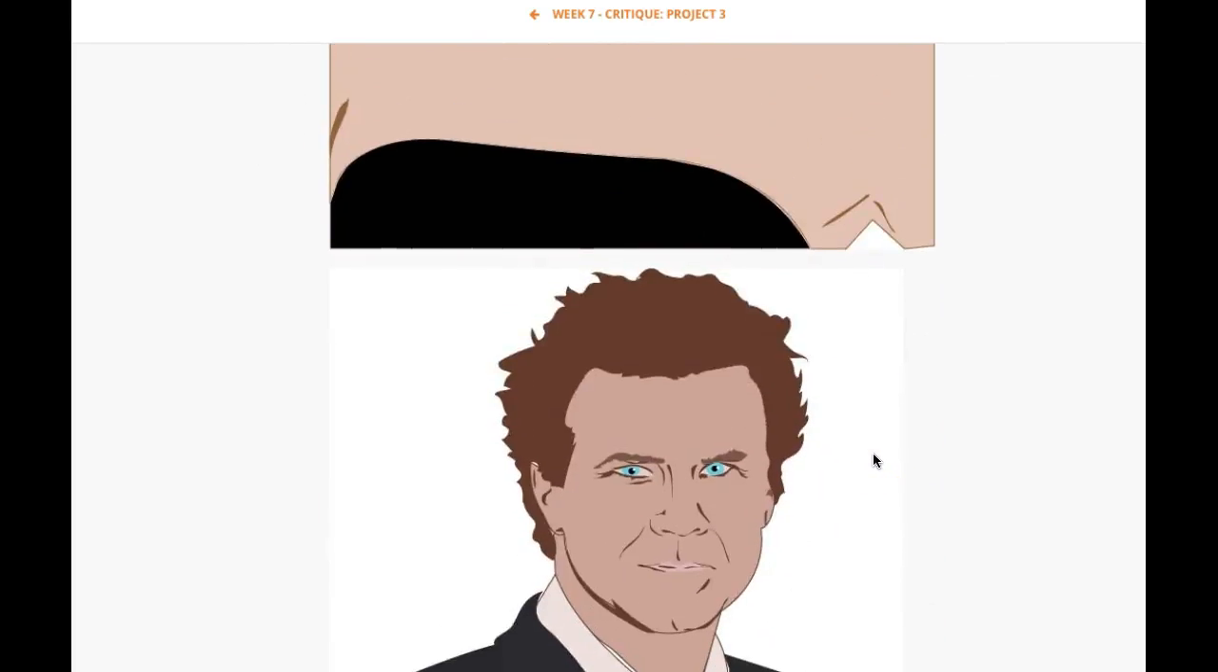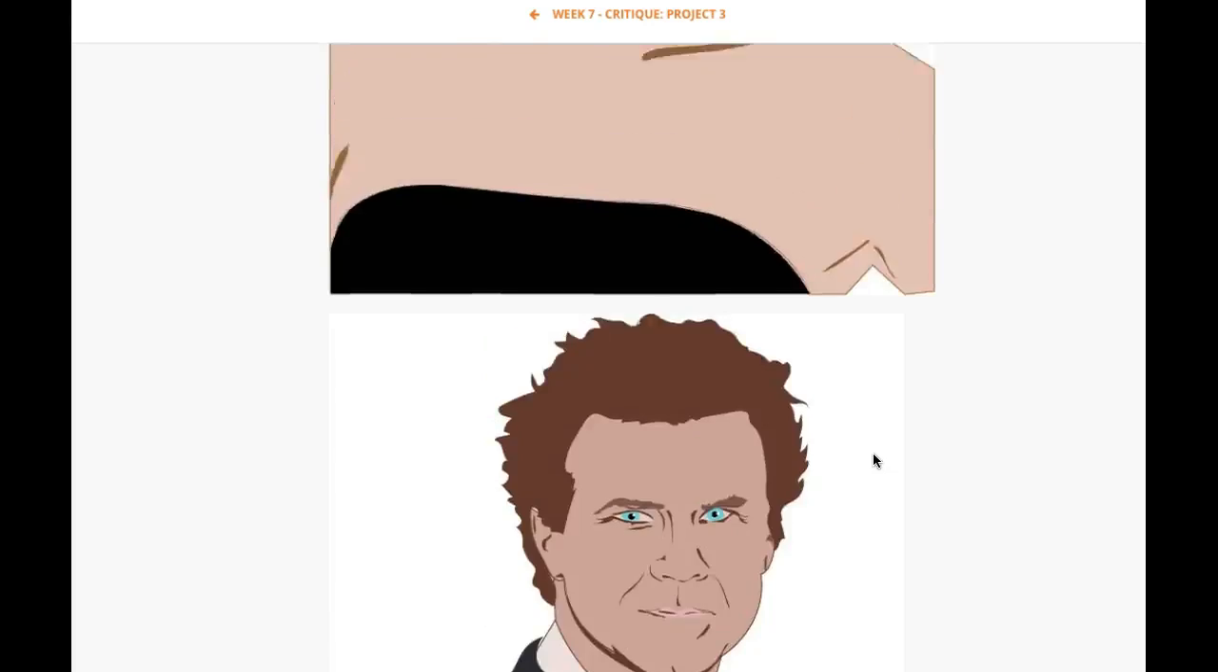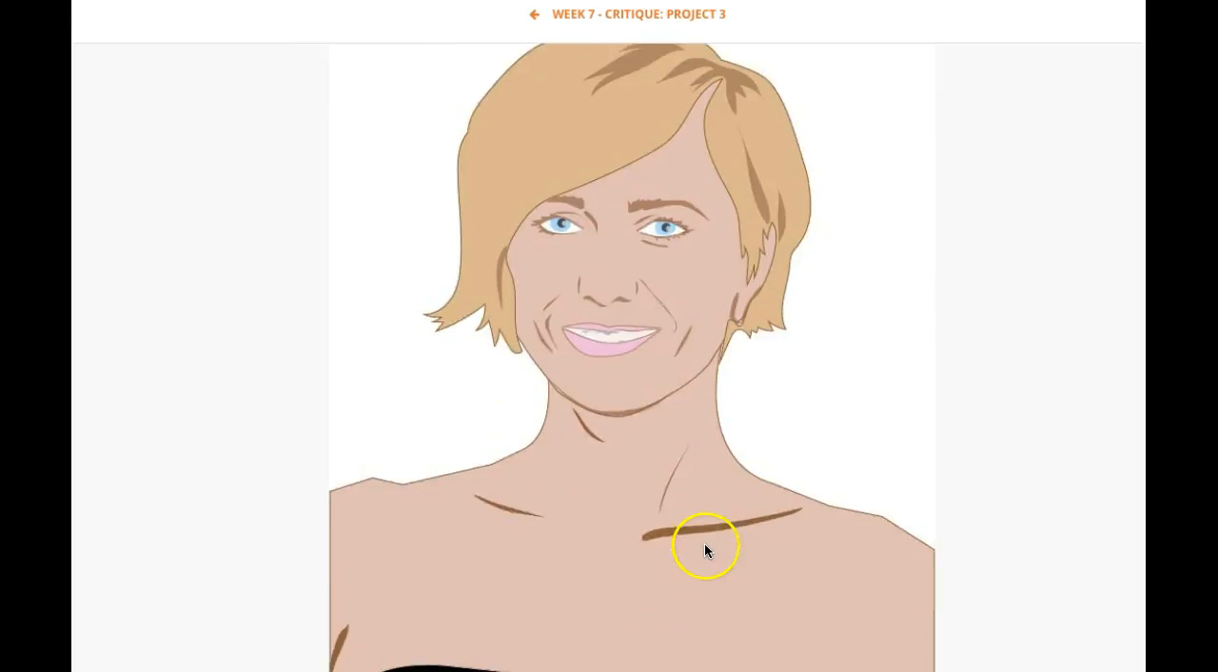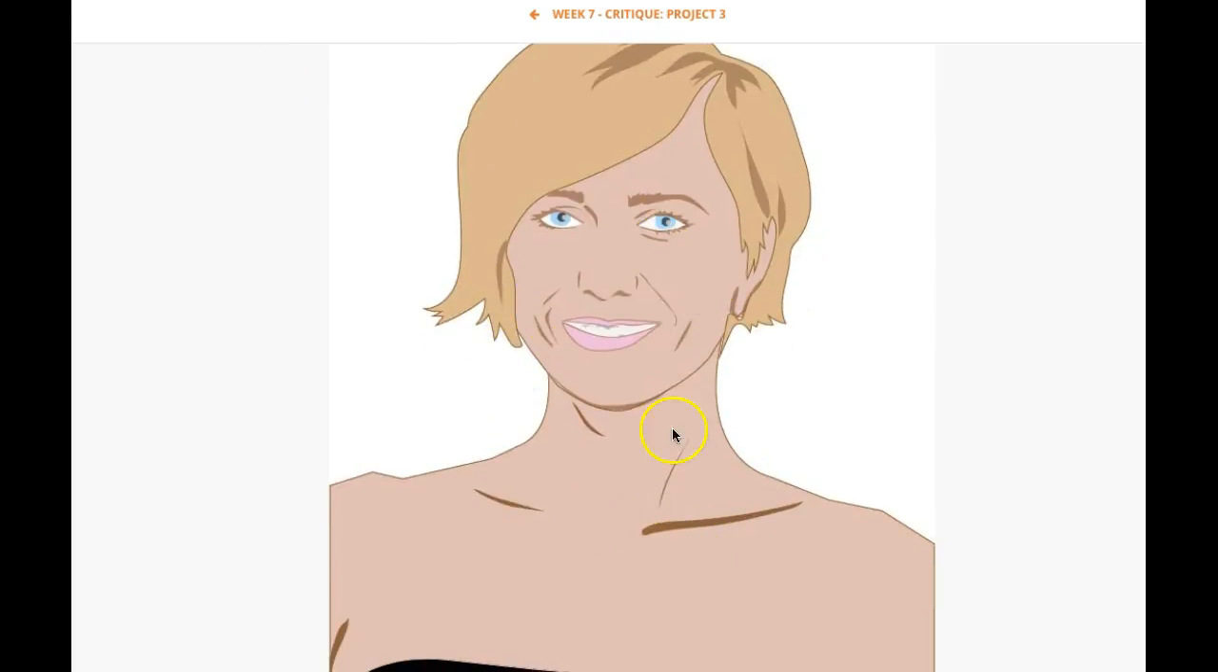Now, there's a few things we have to address here. So let me just start from the top. Okay. So, I think that one of the problems that I'm seeing is that this illustration here, for example, doesn't have a whole lot of contrast in the hair or in the facial area. Now, I know this is a work in progress, but I just want to remind you of contrast and how important contrast is.